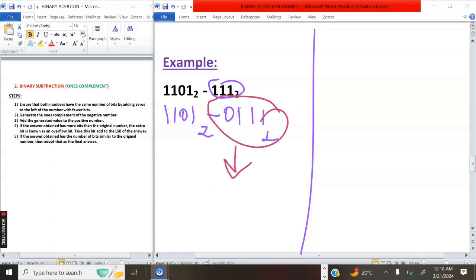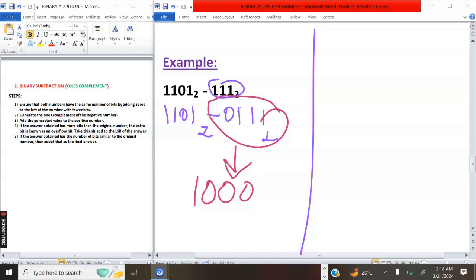Therefore, for me to get one complement, what am I supposed to do? You are supposed to convert the zeros to 1 and ones to zeros. So the complement for this one, this is a 0, 1, 1, will be 1, 0, 0, 0. That's the one complement. After doing that, the next step is to add. You add the written value to the positive.